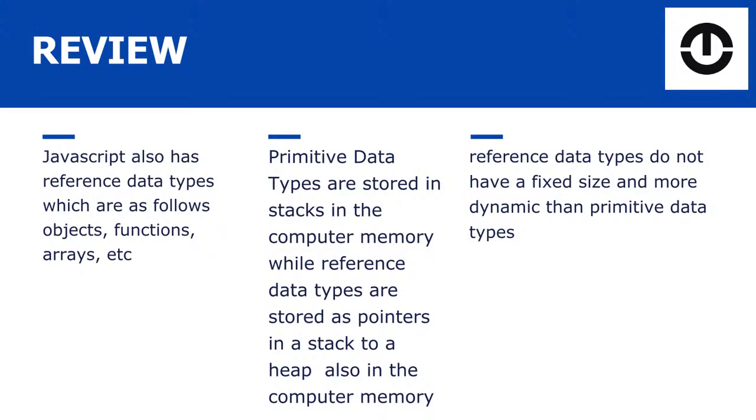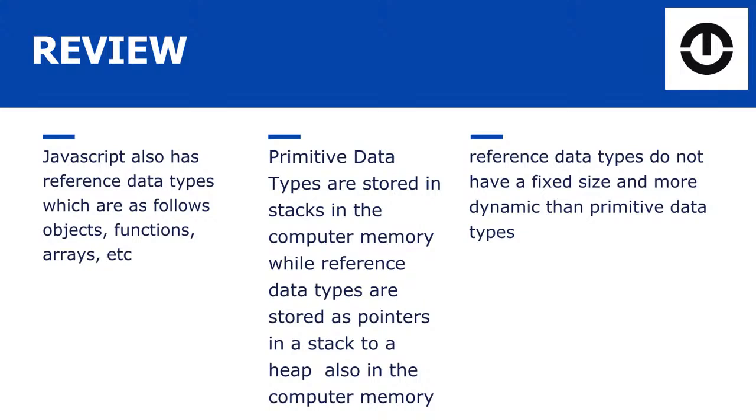primitive data types are stored in stacks in the memory, while reference data types are stored as pointers in a stack to a heap. So there's a stack and there's a heap. The stack is the variable name, right? The objects in that variable are pointing to somewhere else. That's one of the differences between primitive and reference data types.